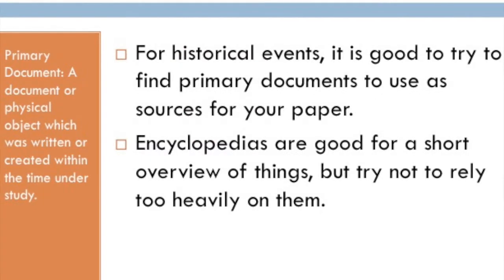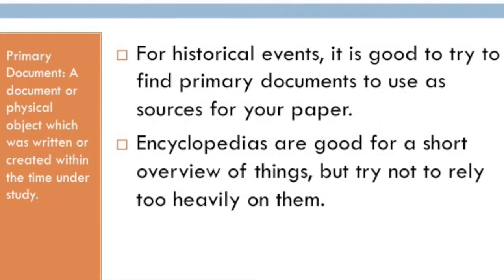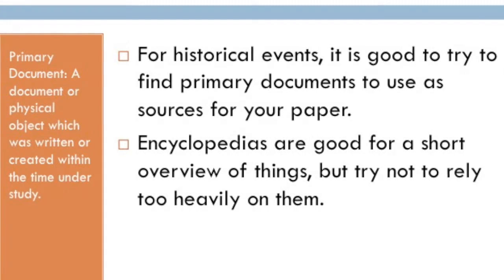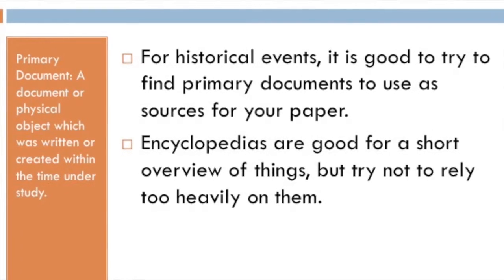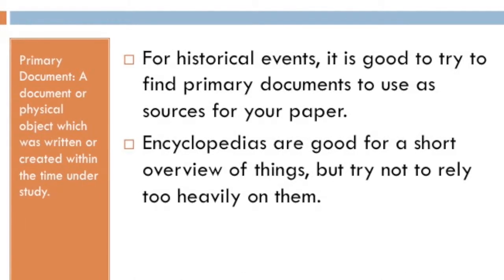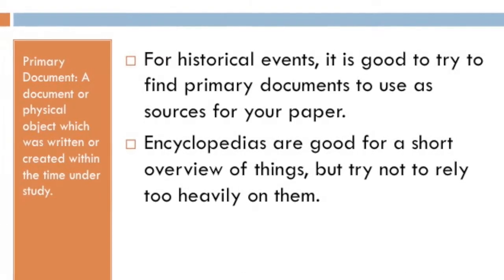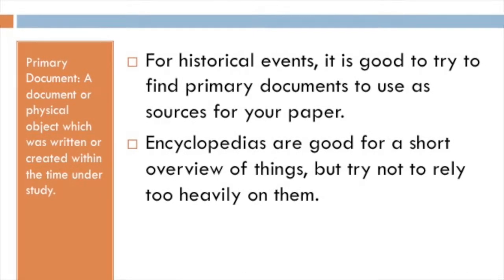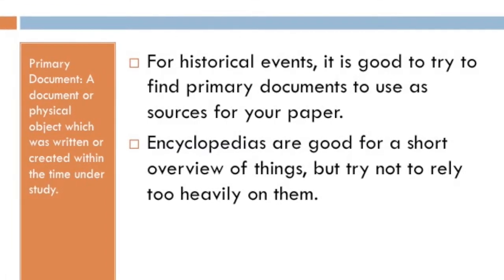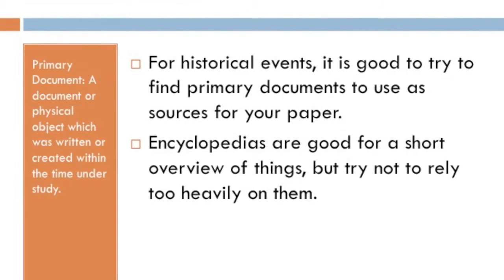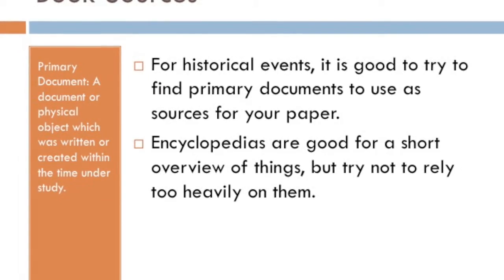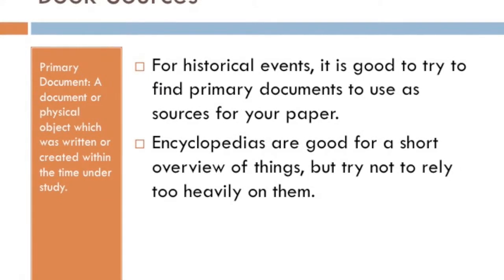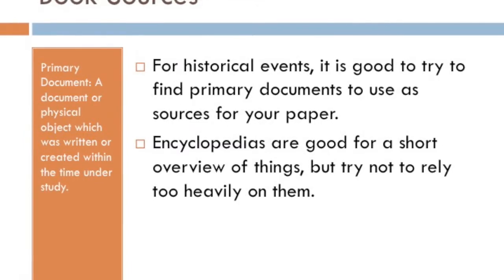For historical events such as the sinking of the Titanic, it's good to use primary documents. These are documents or physical objects which were written or created within the time under study. This helps you to have more reliable information and is more trustworthy. Encyclopedias are also a good source of information, but they're kind of a short overview of things, so try not to rely too heavily on them for your information.